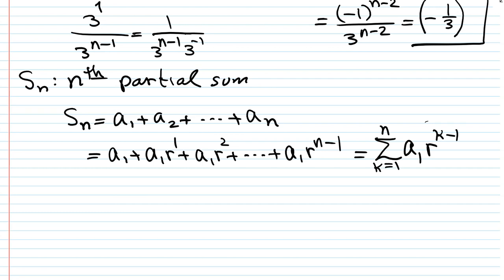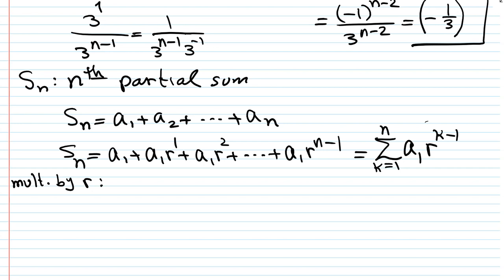That's going to be the nth partial sum. Now, I actually want a formula for it. We don't want the sigma notation. So what am I going to do? I'm going to multiply both sides of this equation by r. Okay, let's multiply by r.